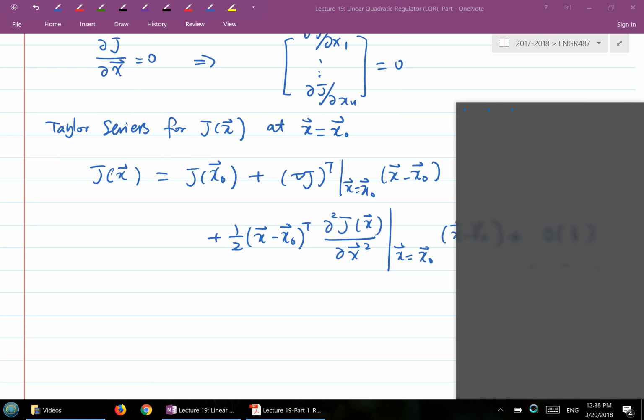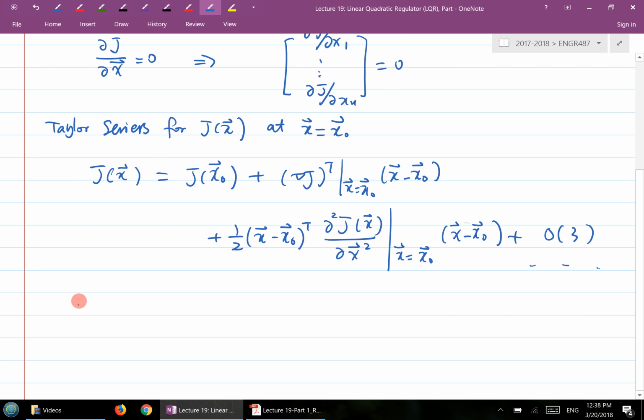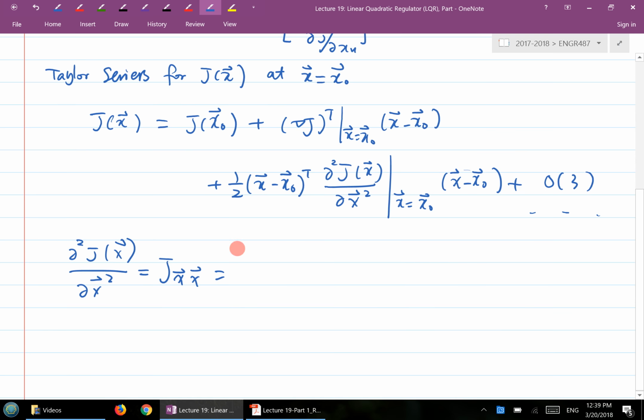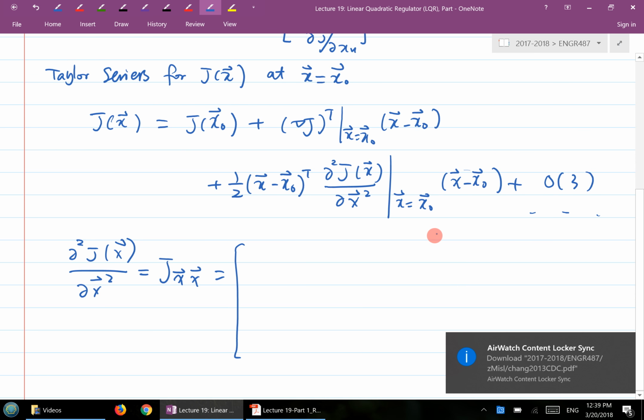In particular, within this Taylor series of second order, there is another one, partial J over partial x squared. Sometimes you write it as the second order partial derivative. If you expand it out, this is the first order partial derivative, and you take another partial derivative with respect to x, and you get the second order partial derivative. And this gives you a matrix called the Hessian matrix, essentially.